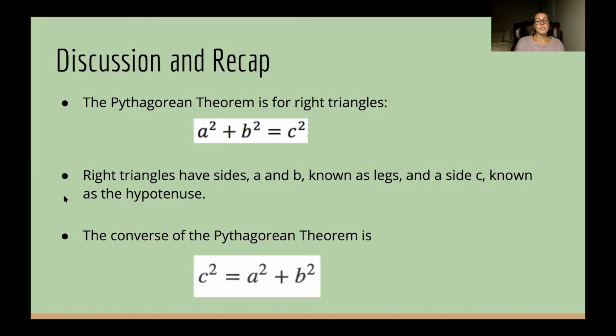And then the converse of the Pythagorean theorem is going to be where our c squared, our hypotenuse, equals a squared plus b squared. So it is just the reverse of the Pythagorean theorem.